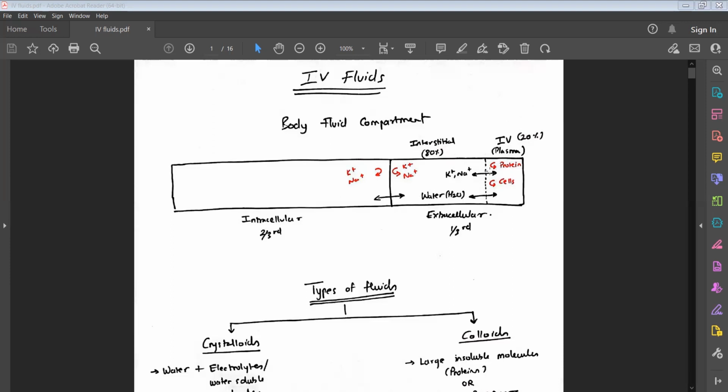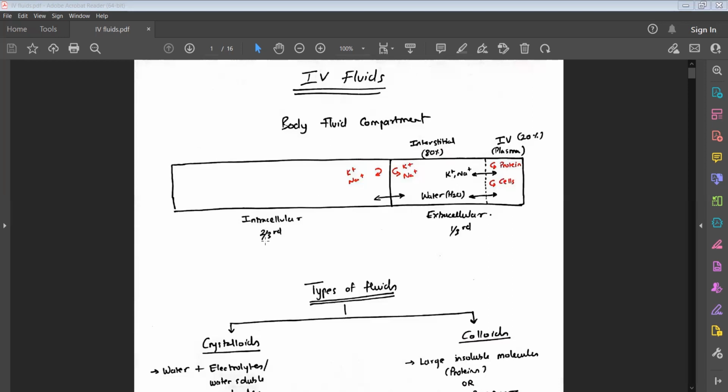Now, what's the difference between these two? Proteins and large molecules and also cells, they cannot move between intravascular and interstitial compartment. So for example, if you pour a bucket full of blood in the intravascular compartment, it's only going to remain over here and it is not going to be able to freely move between these two compartments. And of course, it's not going to come into the intracellular compartment. So this is something that you're going to have to remember now. And as I move forward, I'm going to explain why this logic is important.